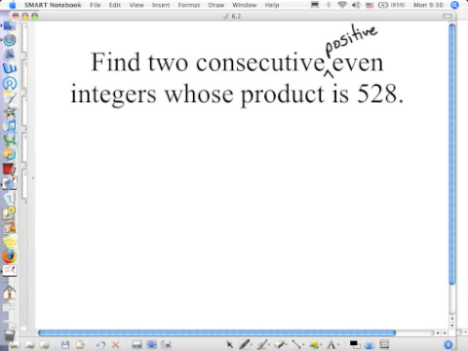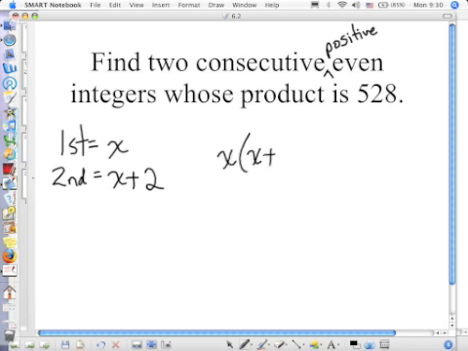Okay? Now, we don't know either one of them. So I'm going to assign x to be my first unknown number. If x is my first unknown number, my next number, if it's the next even number, is how much bigger than that? It's 2 bigger than that. All right, so here are my 2 unknown numbers. And the product of these 2 numbers is equal to 528.